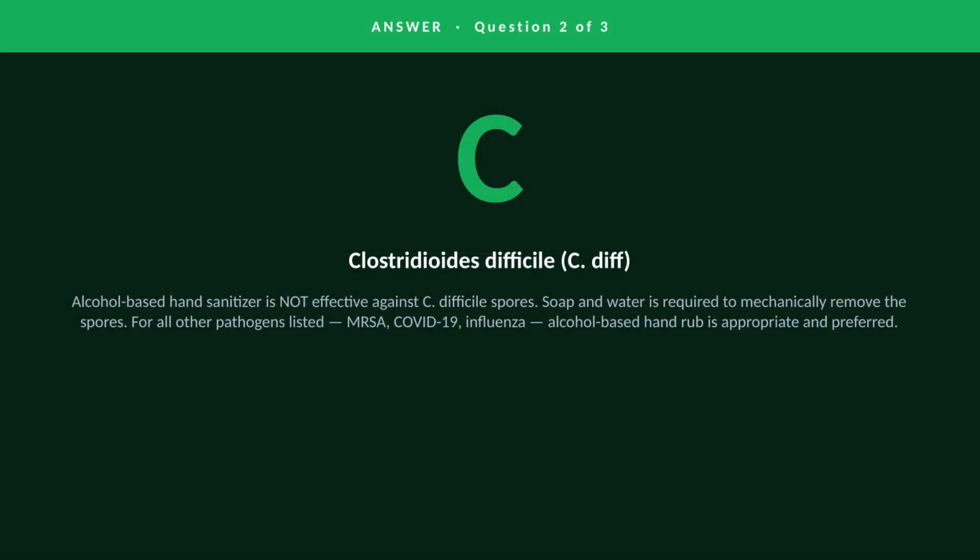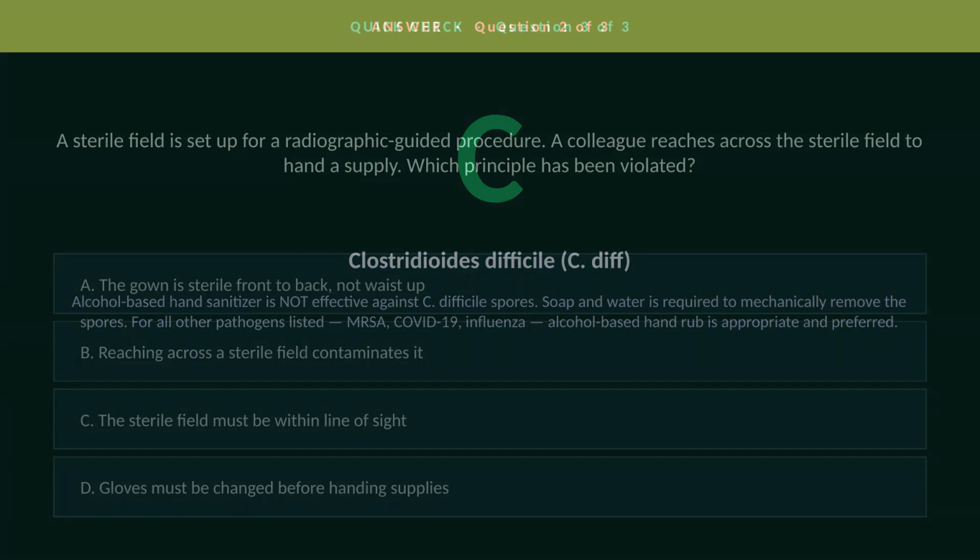The answer is B. Wash hands with soap and water. Alcohol-based hand sanitizer does not effectively kill Clostridium difficile spores. Soap and water physically remove spores from the hands. After every C. diff patient encounter, soap and water is mandatory.